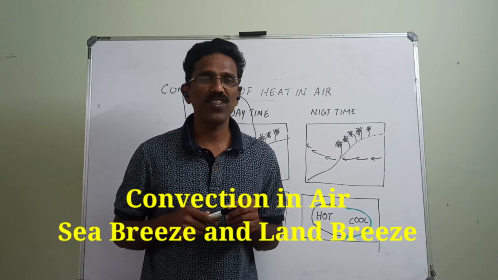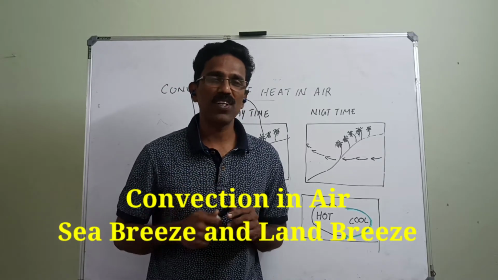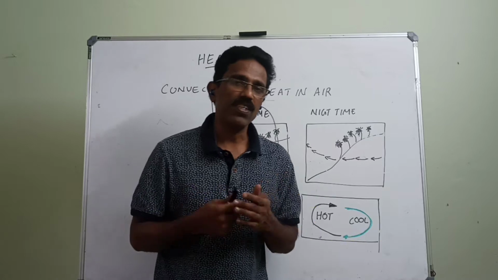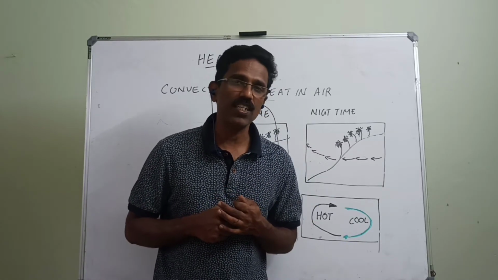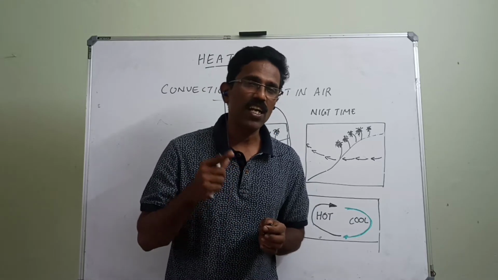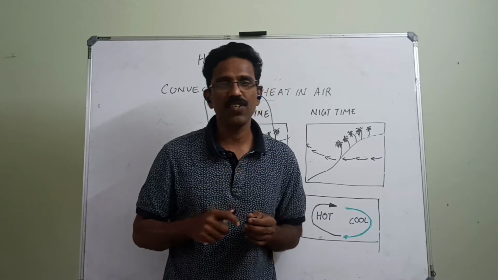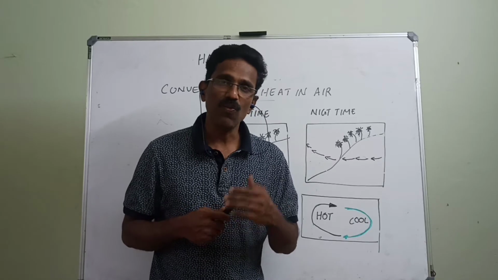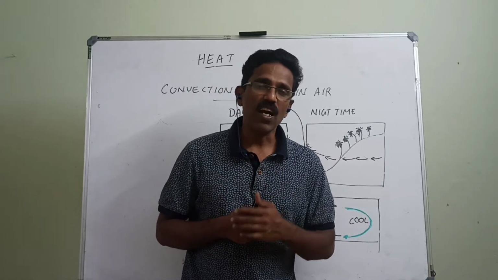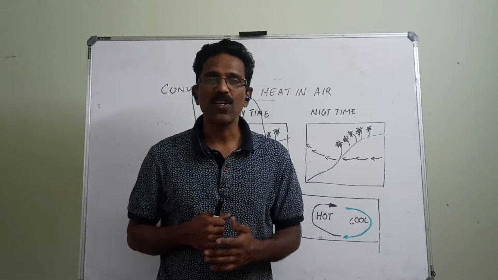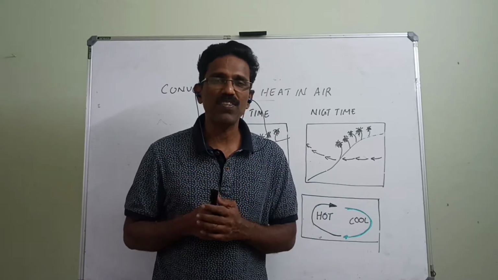Today we are going to discuss the fourth chapter, heat. Last class we have seen that there are three methods of heat transfer, that is conduction, convection and radiation. So convection in water we have seen. Now today we are going to discuss convection in air. So how does convection take place in air?